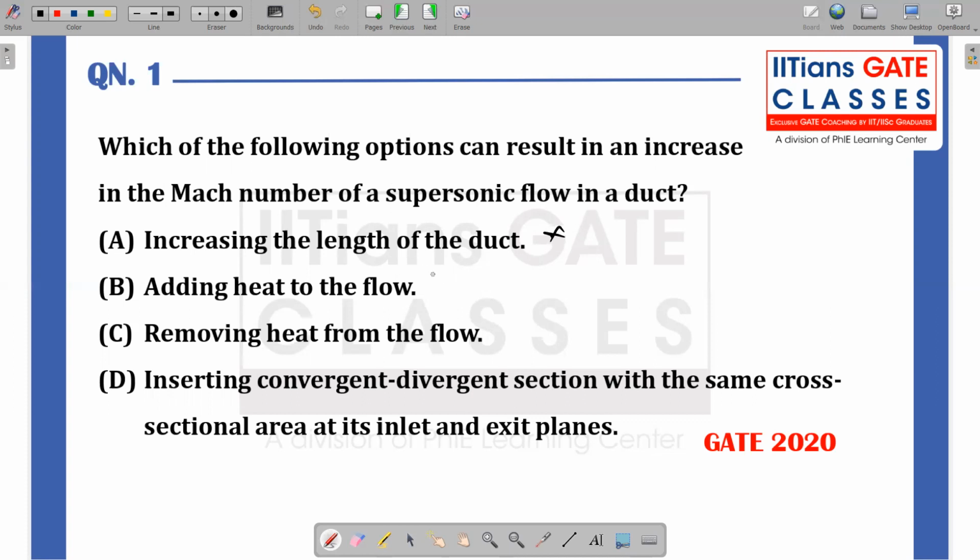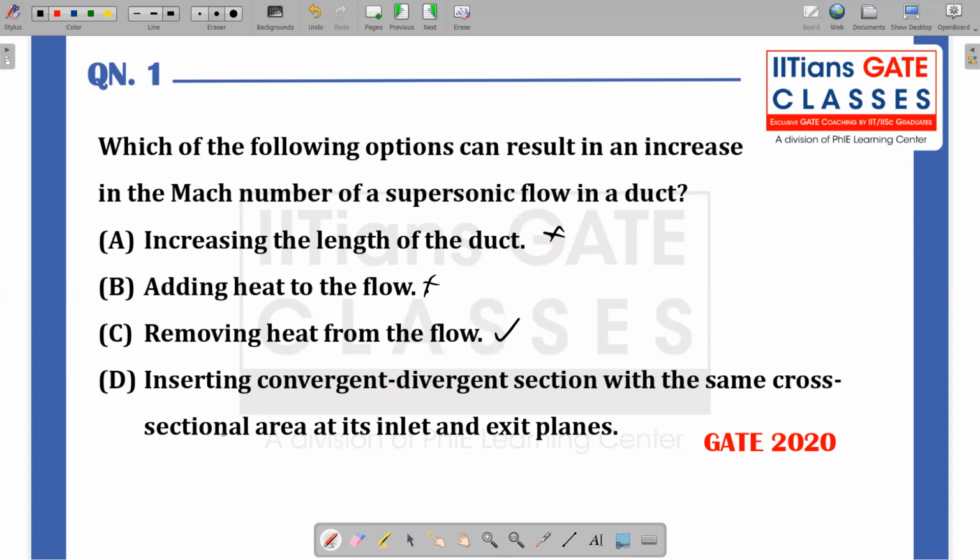Adding heat to the flow. If I add the heat to the supersonic flow, again from the Rayleigh curve we saw that adding heat is not going to increase the Mach number. It's actually going to decelerate the flow. So it decreases the Mach number. So this is also not correct. Removing the heat from the flow, it's correct because if I cool the duct in a supersonic flow, we saw that the cooling has an effect that it increases the Mach number in a supersonic flow, whereas in subsonic it decreases. So it's reverse. Okay. So in a supersonic flow, if I want to increase the Mach number, I can remove the heat from the constant area duct.